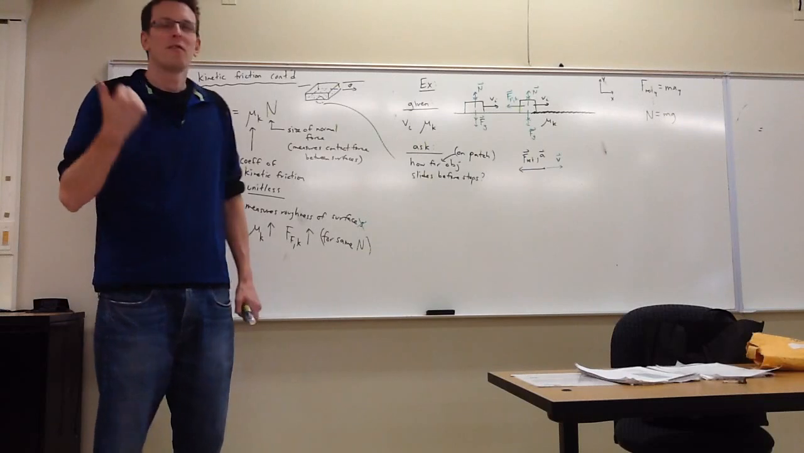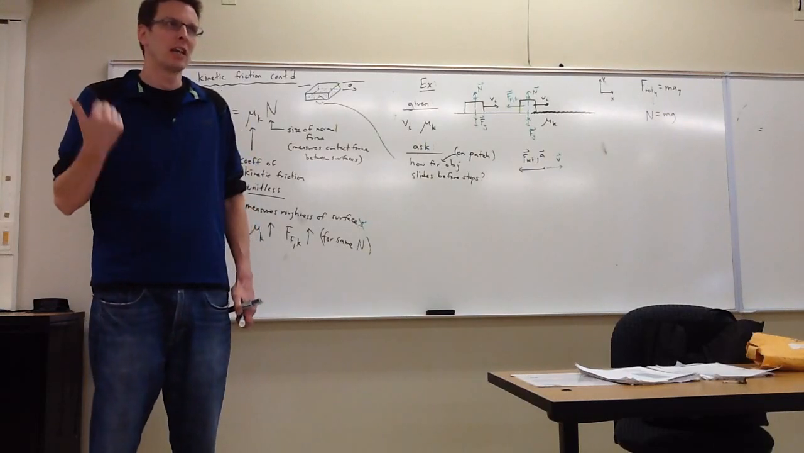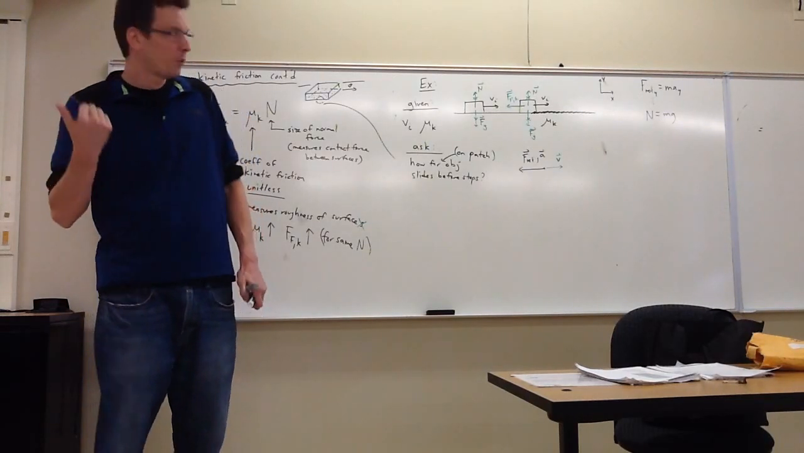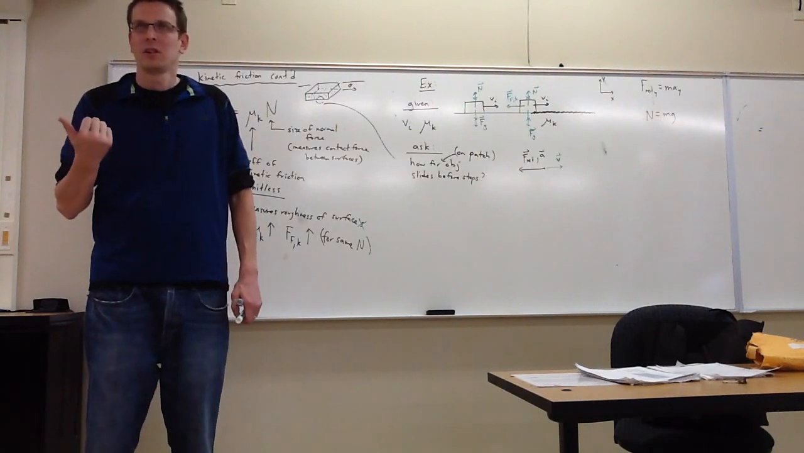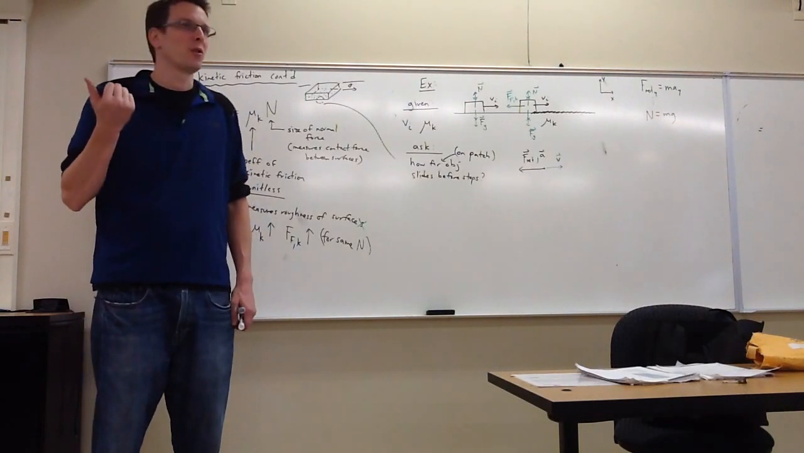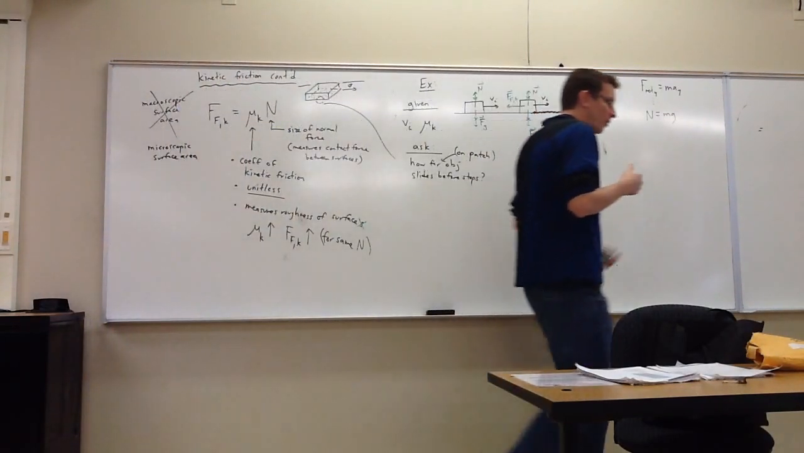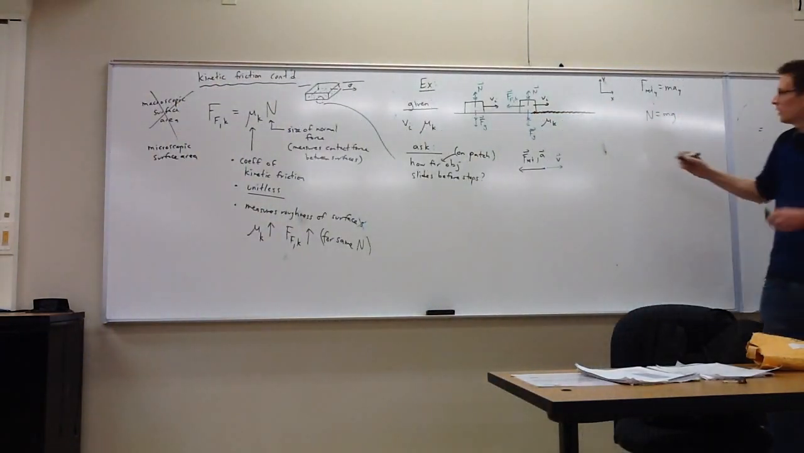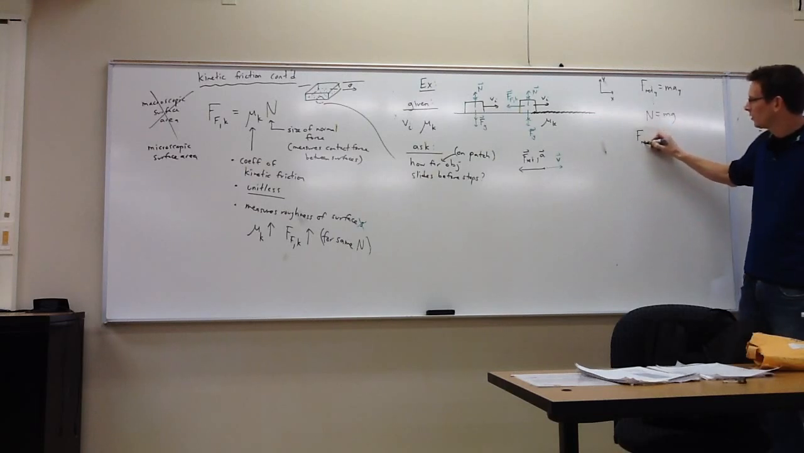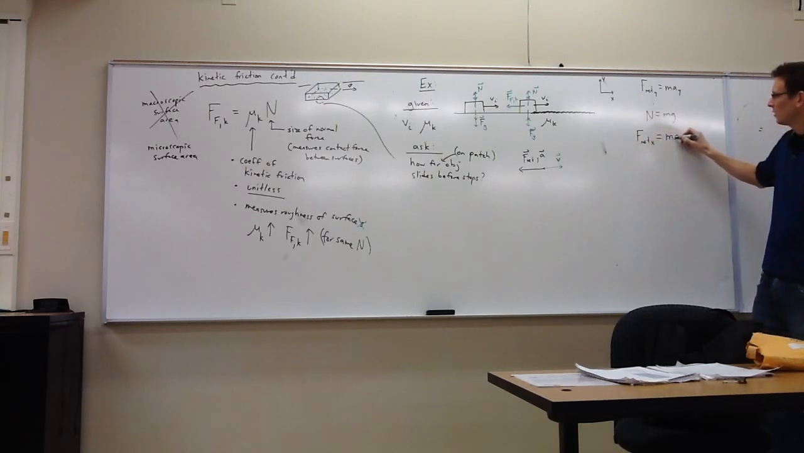So again, velocity is not a force. Do not include velocity in your force balance. There is no forward force. There is only a backward force. And that backward force is what's going to cause you to slow down. So let's do the x equation. F net x equals m a x.